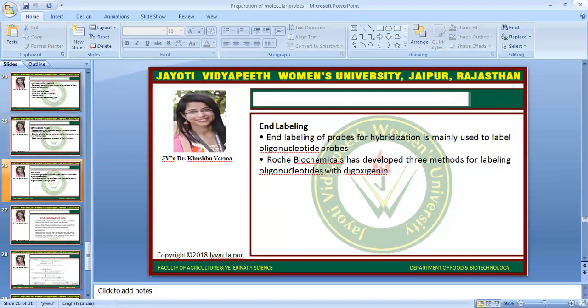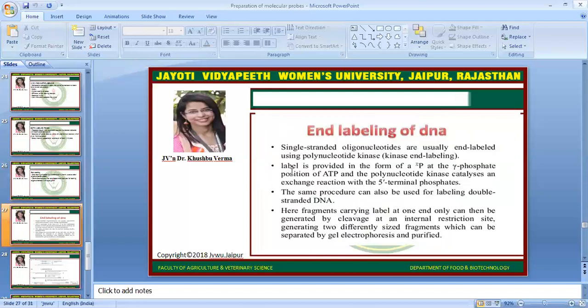Next is end labeling. End labeling of probes for hybridization is mainly used to label oligonucleotide probes. Roche Biochemicals have developed three methods for labeling oligonucleotides with digoxigenin. End labeling of DNA: single-stranded oligonucleotides are usually end labeled with polynucleotide kinase. It is known as kinase end labeling.